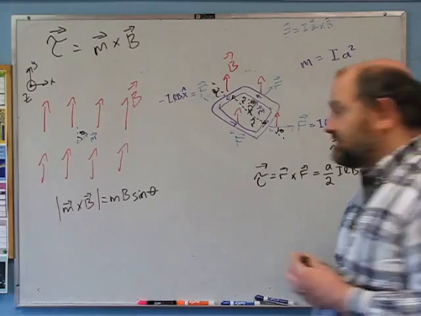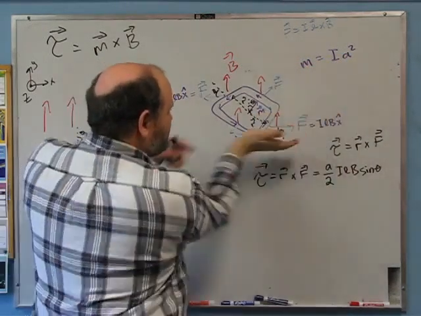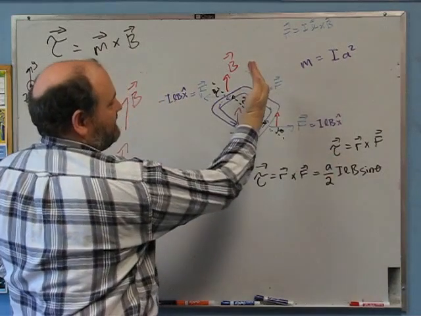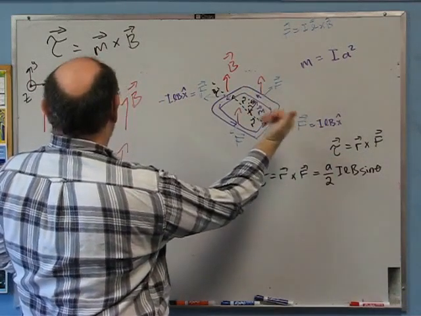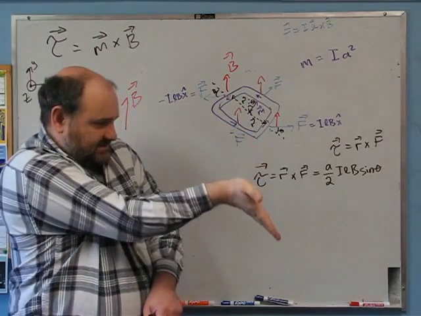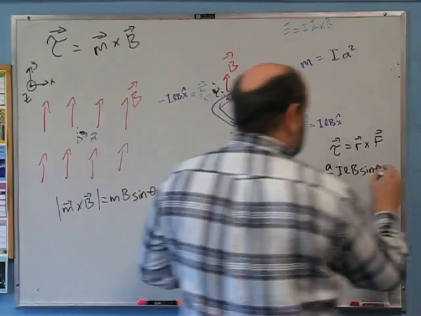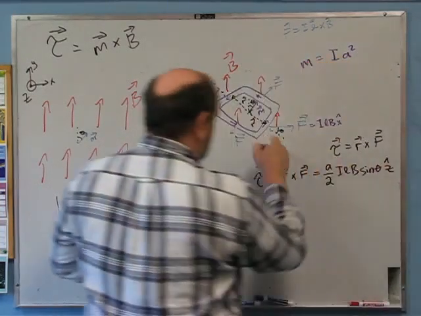What is the direction? Well, if you just think about this, you pull on this side of this loop, it's gonna try and spin it like that. So you expect torque to be in the plus Z direction. So let's figure that out. Well, R is down, F is that way, down, down. Yep, it's in the plus Z direction. All right, so that's the torque.